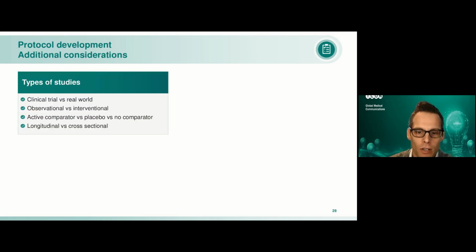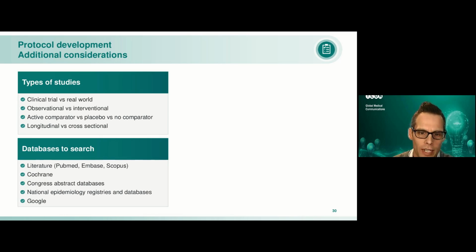And so that's all good information, but still there are a lot of unknowns here that we would want to define. And so first of all, what types of studies would we want to include in this analysis? Are we focused on clinical trial data, real world data? Are these observational or interventional studies? And if interventional, should there be an active comparator, a placebo?